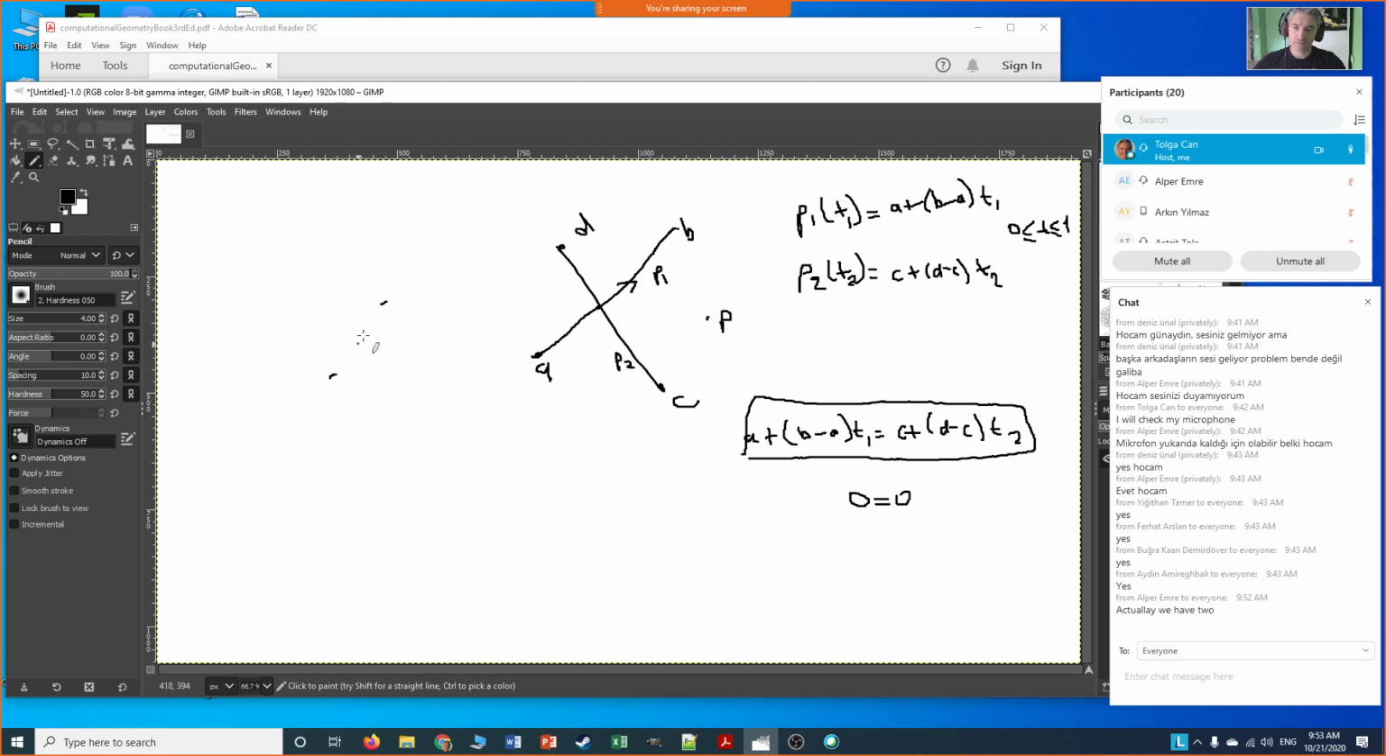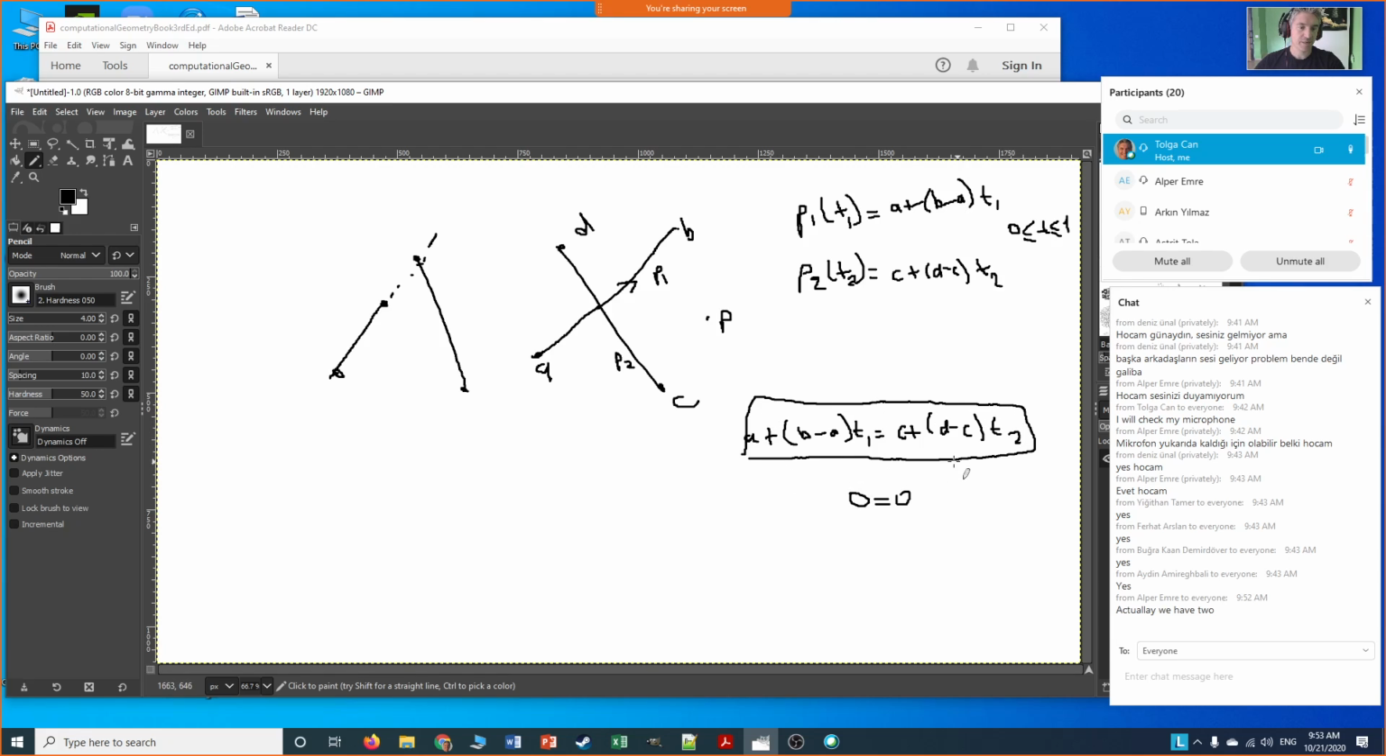What about something like this? We have two line segments that are not intersecting, but their lines are intersecting. If we solve this equation, we are going to find t1 and t2. There will be an intersection point, but what will happen is that either t1 or t2 is going to be outside the boundary of 0 and 1. You can use this to test line segment intersection too.